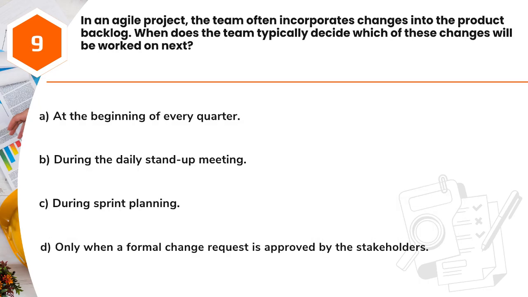Question 9. In an Agile project, the team often incorporates changes into the product backlog. When does the team typically decide which of these changes will be worked on next? A. At the beginning of every quarter. B. During the daily stand-up meeting. C. During sprint planning. D. Only when a formal change request is approved by the stakeholders.